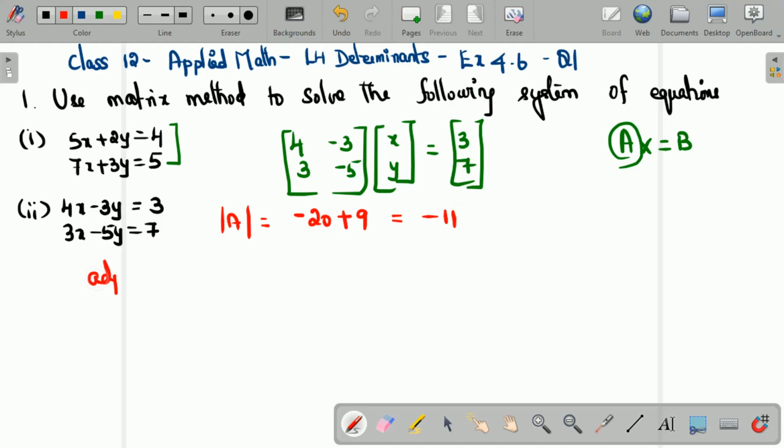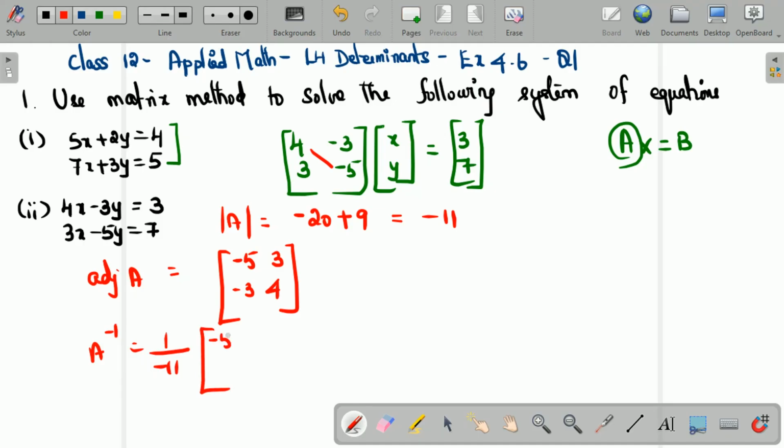The next step is to calculate the adjoint of A. So for the adjoint of A, we are going to just swap these. So this is minus 5 and 4. Sign change, so this will be plus 3 and minus 3. So the A inverse matrix is going to be 1 divided by minus 11 into this matrix minus 5, 3, minus 3, 4. So for us, the XY matrix value will be A inverse B.